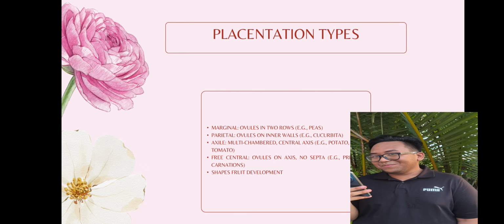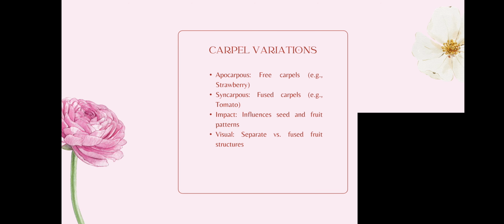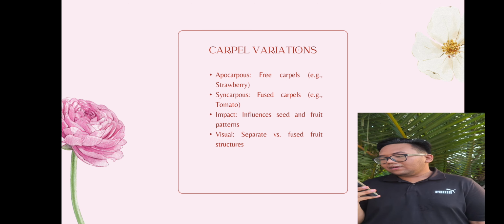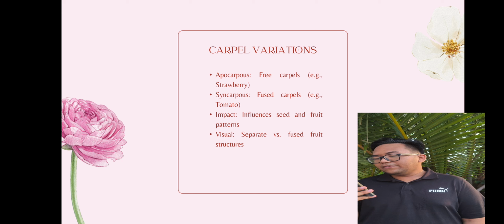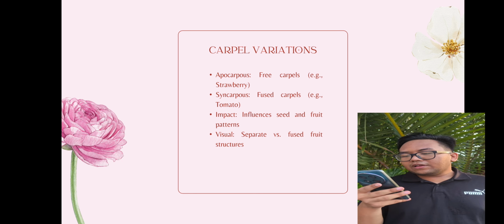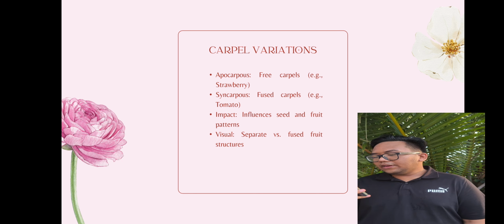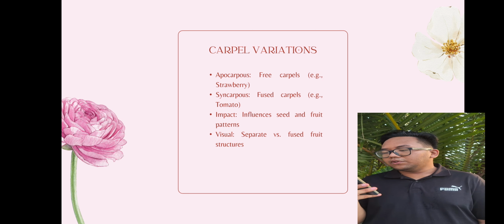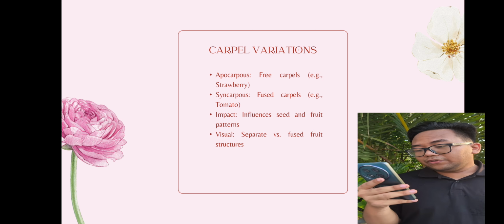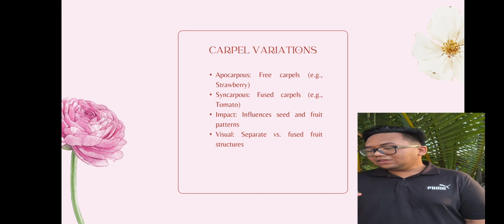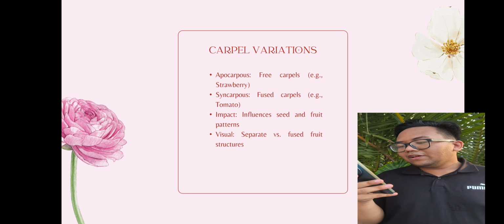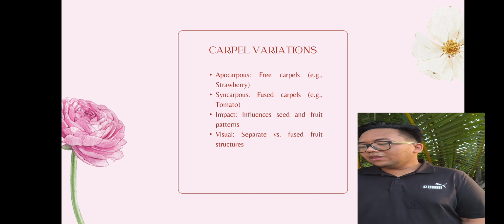Let's move on to the next slide, which is carpel variation. Carpels vary as apocarpous, free like in strawberry, or syncarpous, fused like in tomatoes, impacting seed and fruit development. This diversity is key to plant form.